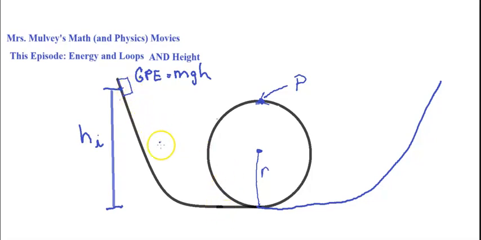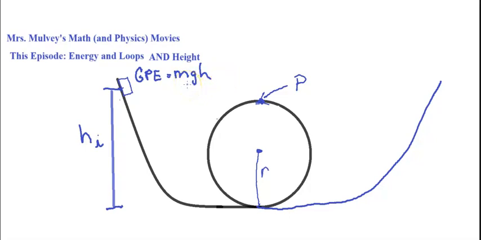But as this block slides around, goes around the loop, it comes up here. Eventually, it's going to come to a stop. It's going to come to a stop at the exact same height from which it started. The angle of the ramp does not matter.